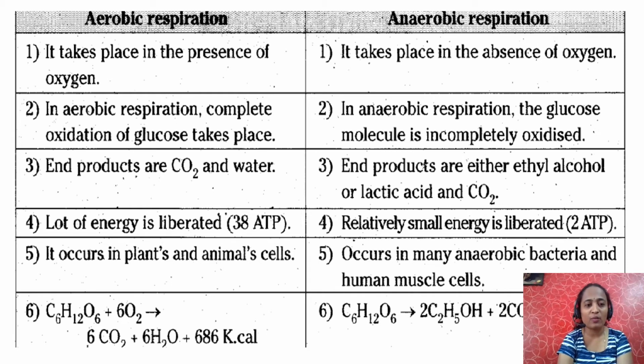This is the chemical equation of aerobic respiration. C6H12O6, glucose. One glucose molecule requires how many oxygen molecules? 6 oxygen molecules. It releases 6 carbon dioxide molecules, 6 water molecules and 686 kilocalories of energy. If you convert this 686 kilocalories of energy into ATP molecules, the total number of ATP molecules will be 38.